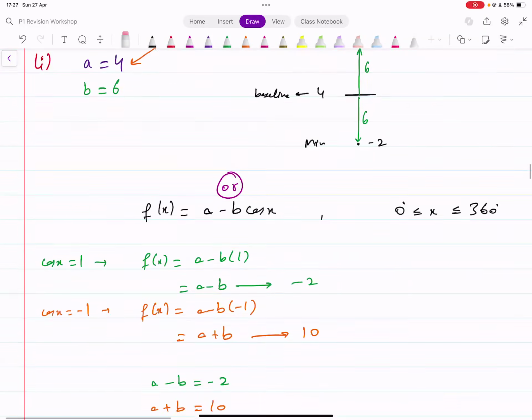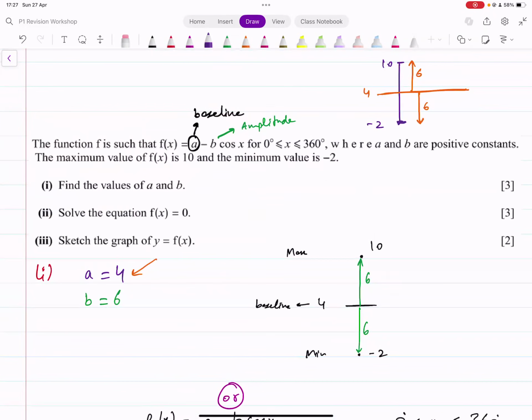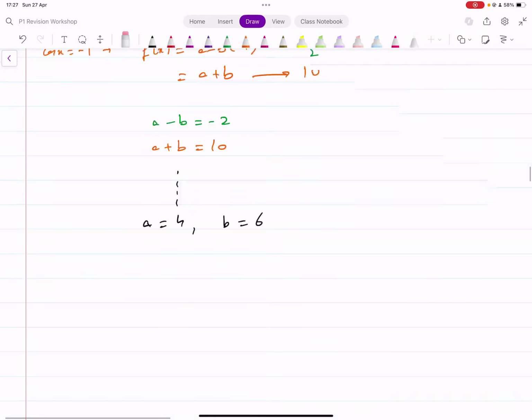Now, this is one idea, but thinking of transformations makes it much quicker. So when you have the range given like this, you can think of the graph, think of where the baseline is going to be, think of what the amplitude is going to be, and based on that, you write down the values of those unknowns.